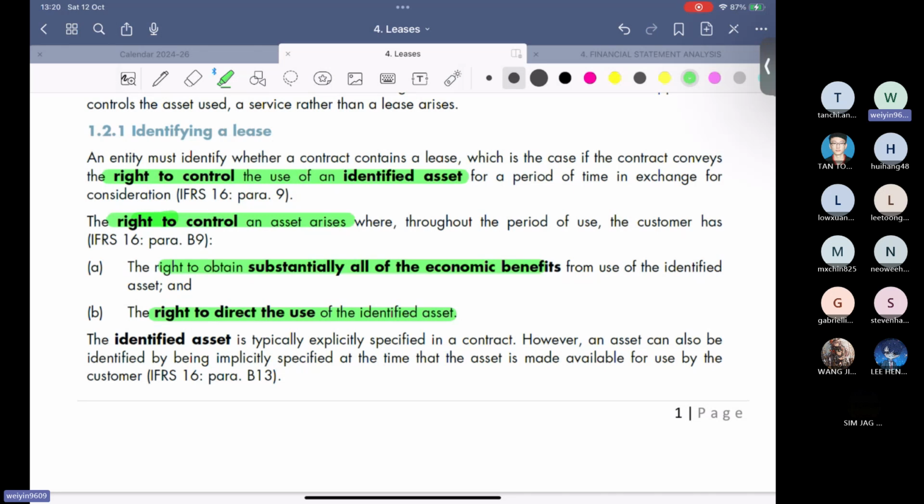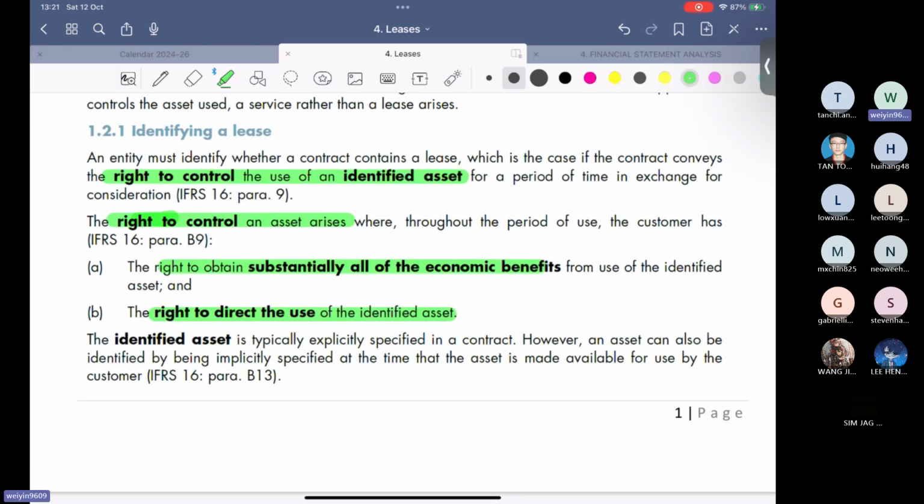That's why for my example just now, in both options I can earn the money, but in the first option, I cannot identify my asset. It depends on what car is in the company. Therefore, for the first option, it is not a lease. But for the second option, because the agreement states clearly that I'm using the Myvi 1.5 special edition with the car plate ABC 1234, it is an identifiable asset. So the second option is a lease. The first option is a service agreement.